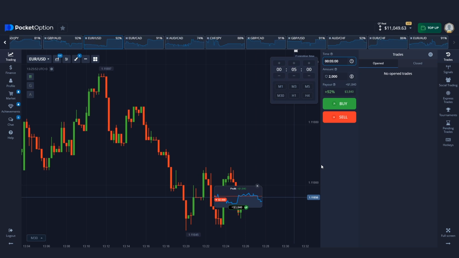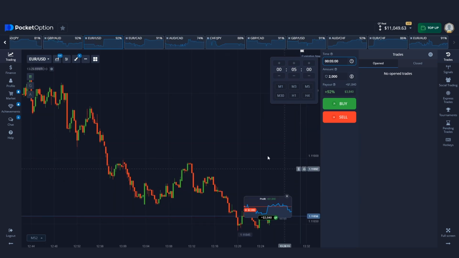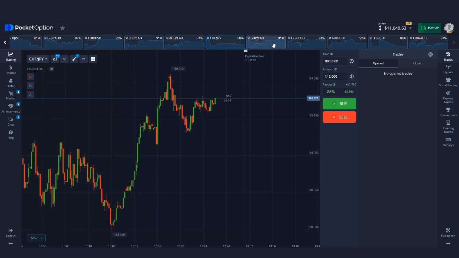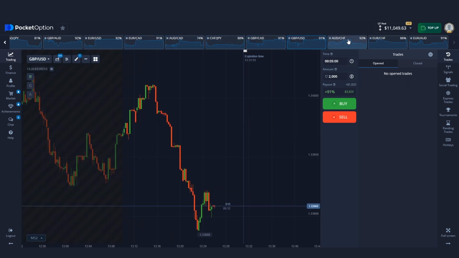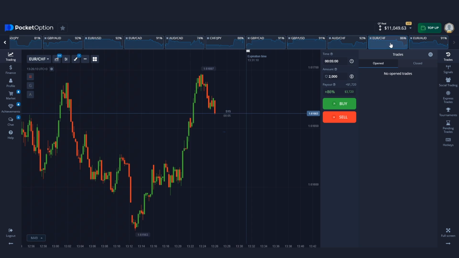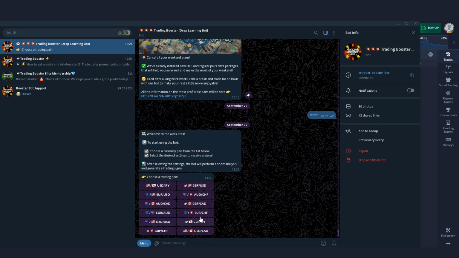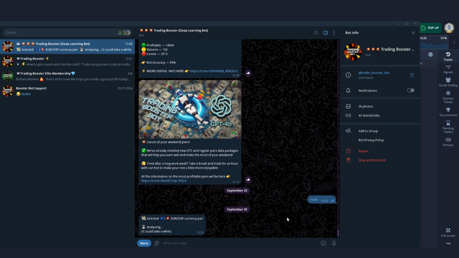You open your trade and do your business, have a rest or study or work in parallel. So what are the best currency pairs to choose? With this time per trade, it is best to choose currency pairs with no volume at all. Then your analysis will work very well. For example, the Euro Swiss franc. I go to the booster bot, get a new signal and choose the Euro Swiss franc for 5 minutes of expiry.